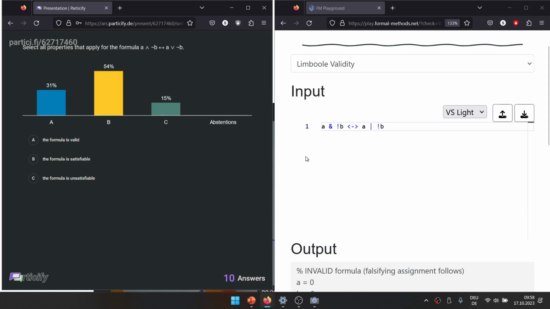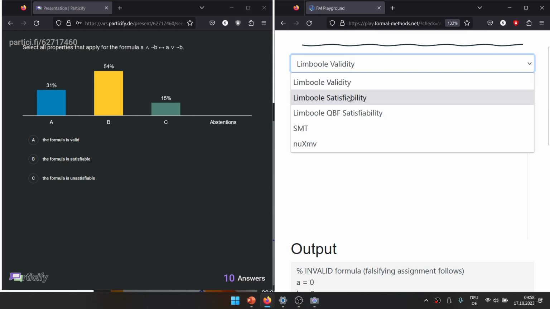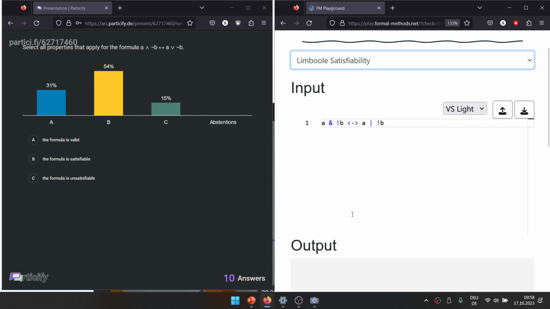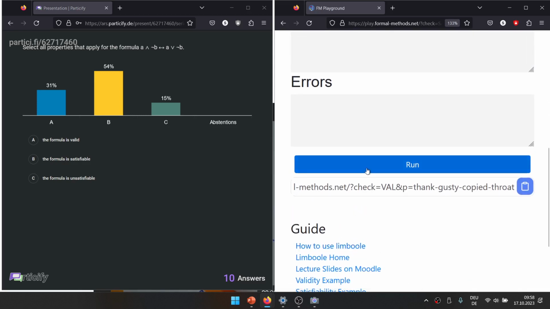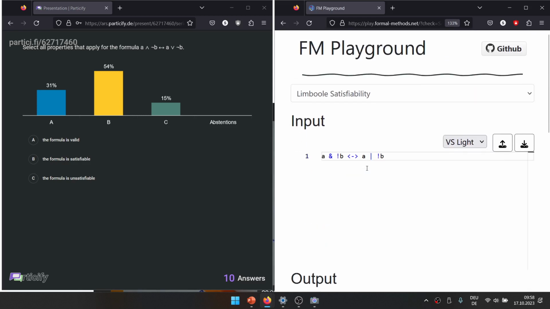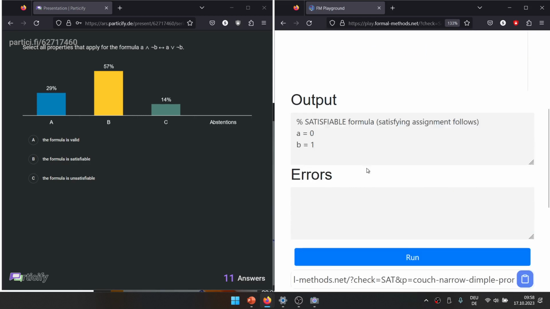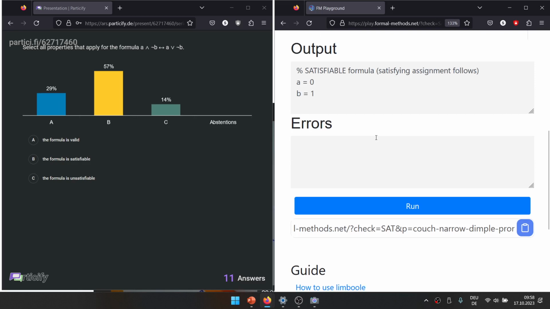Then is it satisfiable? So let's switch to satisfiability. We don't change the formula, we just run it again. And the output, yeah, it's satisfiable. We only have two variables, very easy, right? Is it unsatisfiable? Now, well, did we talk about unsatisfiability? Does anybody have an idea what unsatisfiability means?